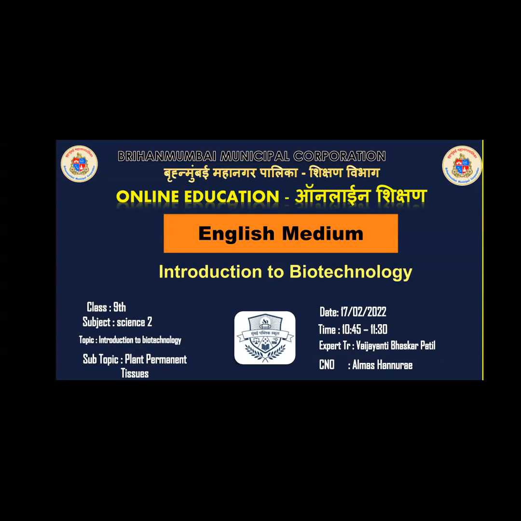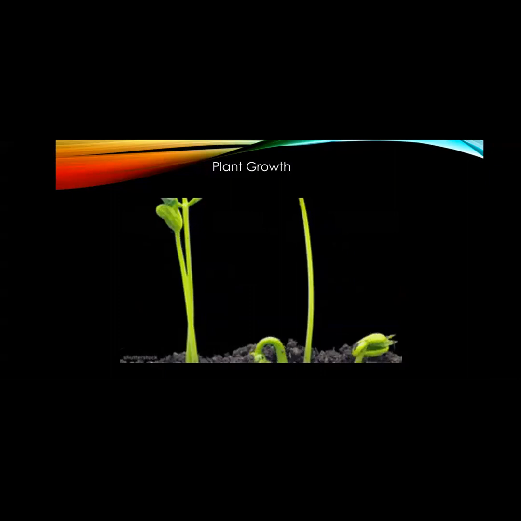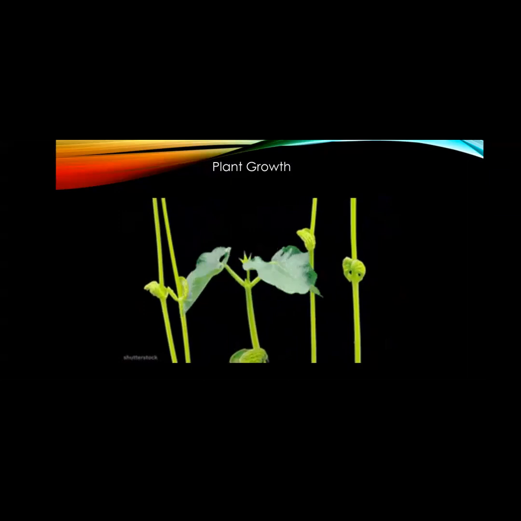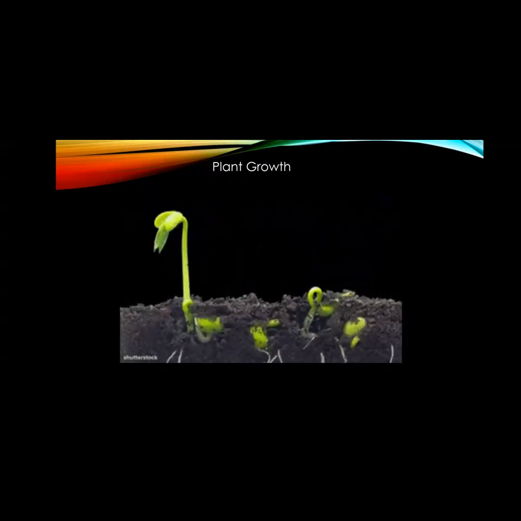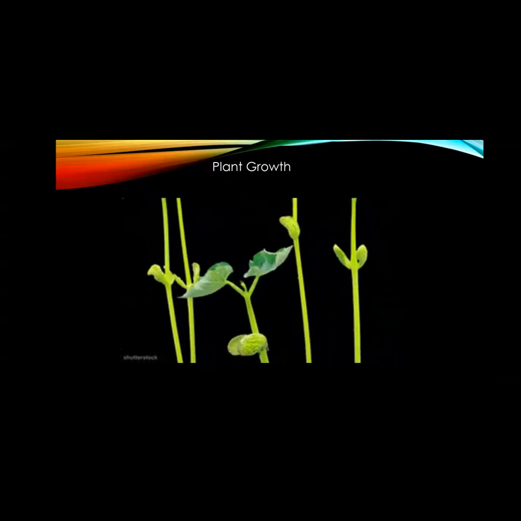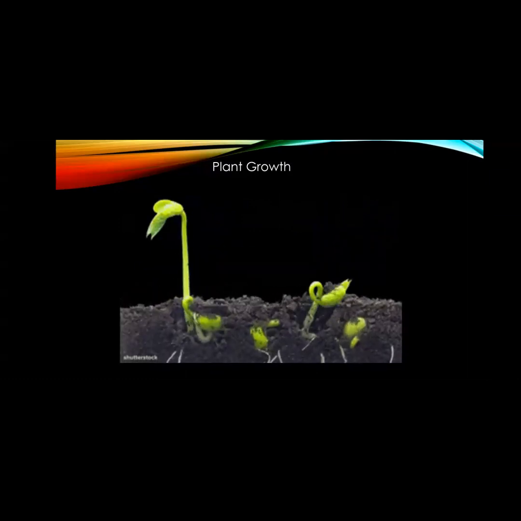Today we are going to deal with the third part of Introduction to Biotechnology, that is about plant tissues. After dealing with animal tissues, today we are going to start with plant tissues. We see plants also grow in size. They develop fruits, flowers. Today we'll look into details of how this takes place, or with help of which tissue does all this occur.